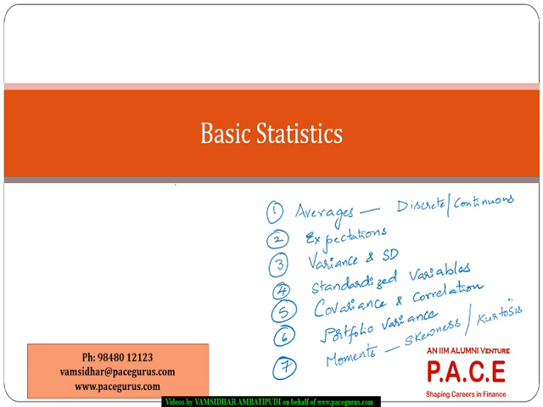And finally, we will also bring in the concept of co-skewness and co-kurtosis, just like covariance and correlation. We will also bring in co-skewness and co-kurtosis as a concept. So these are the different things that we will look at as a part of this particular chapter.